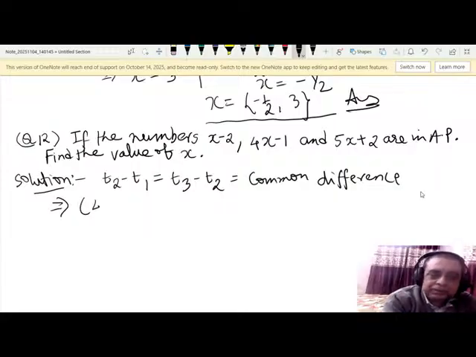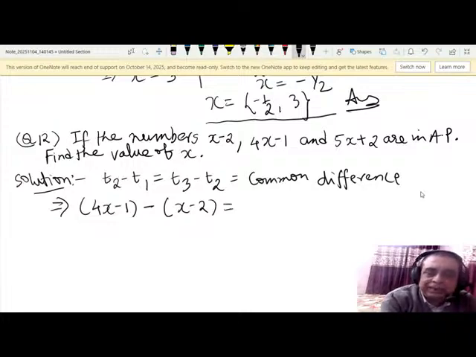The second term is 4x minus 1. Subtract the first term, x minus 2, in brackets. Now that is equal to the third term, 5x plus 2, minus the second term.